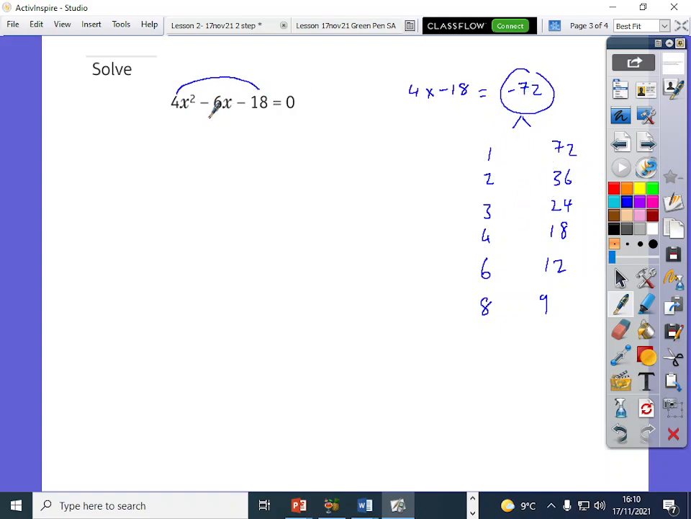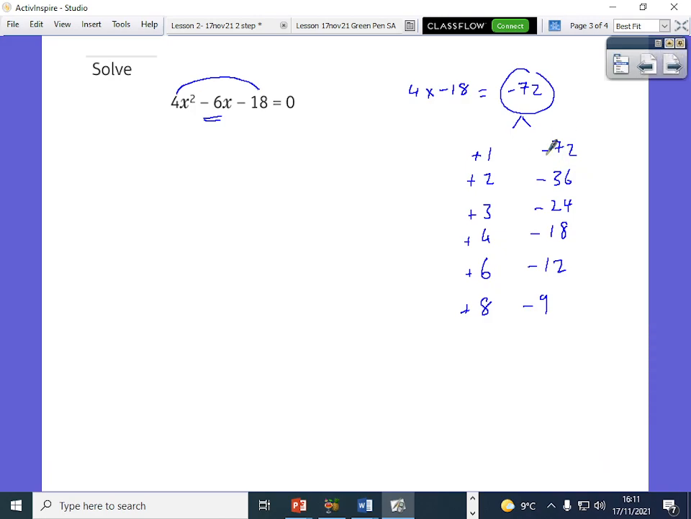Now remember that the summation is going to end up as minus 6, so that means the bigger number is going to be a negative. The smaller number must be the positive, because the end result is going to be a negative number. You want it to be minus 6. Okay, so if I go and add these together, I'm going to get minus 71. So no, we don't want that, because we want minus 6.